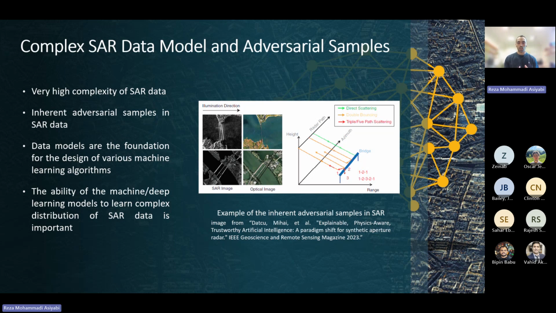So when we say that the networks have to be able to learn the data model of this complex data, it means that they have to detect these kinds of patterns. They have to detect this kind of phenomena in SAR data and be able to deal with it.